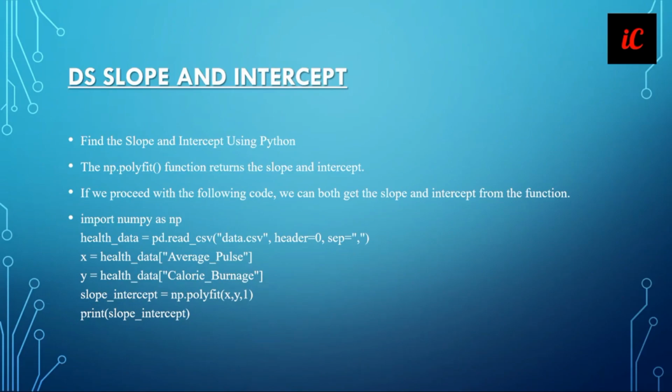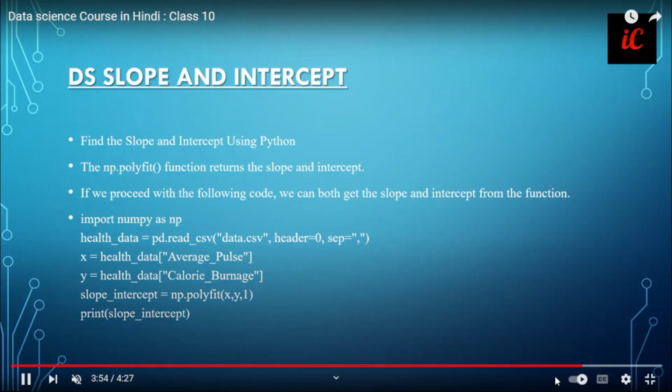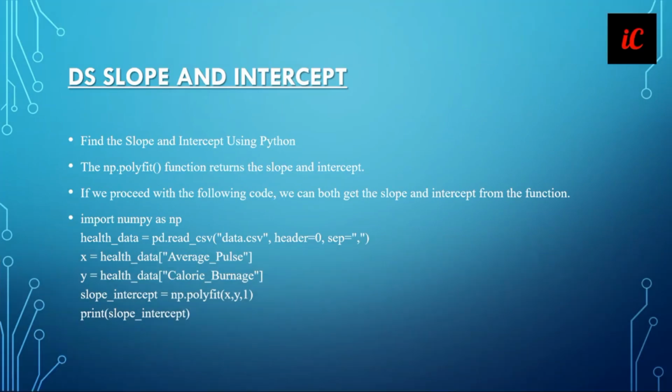The np.polyfit function returns the slope and intercept. So import numpy as np, and then we will write the health data that is available. This is the format you should write. You can pause this video and read it once, then you will be able to understand. I have already mentioned it two to three times in the last sessions. You can also read it once, and you will definitely get the values.